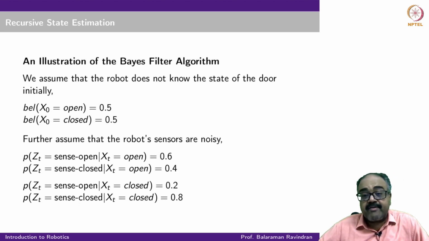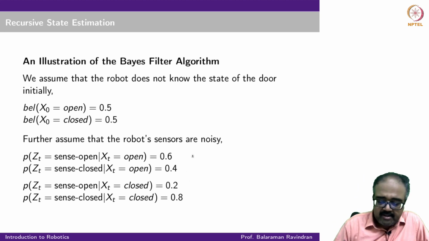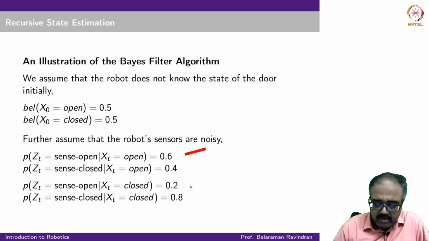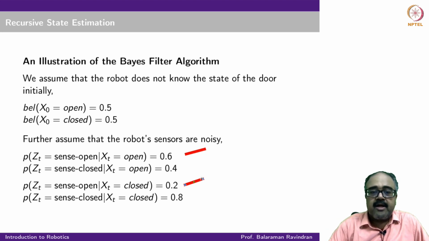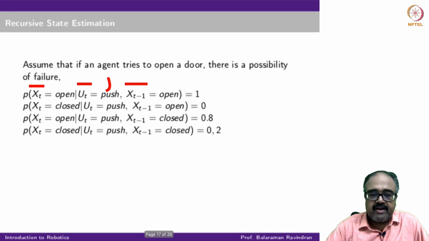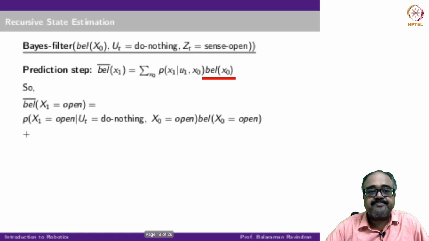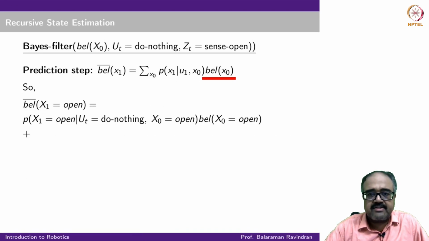Now notice that the robot has sensed the door to be open. In the first instance, we have sensed the door to be open. Therefore, the two relevant probabilities for us are these two. If the door is open, what is the probability I'll sense it to be open? And if the door is closed, what is the probability I'll sense it to be open? Because that's basically what we have sensed now. So remember, sense it to be open.